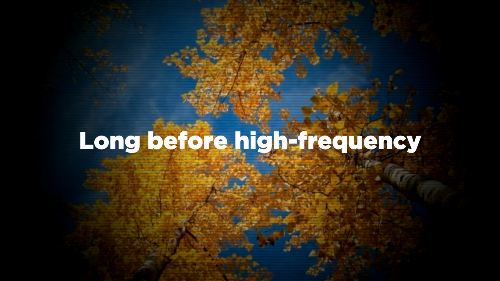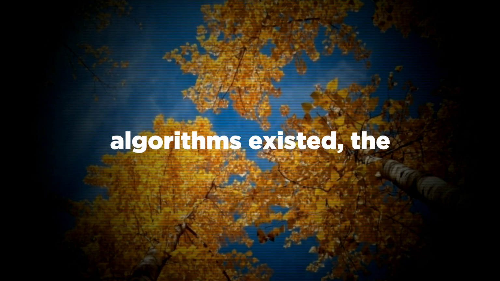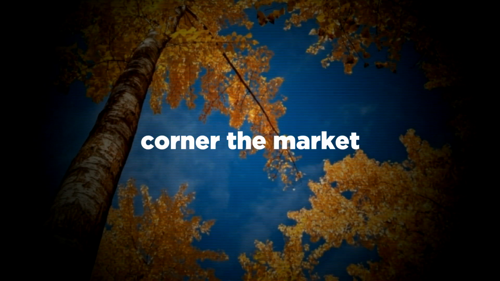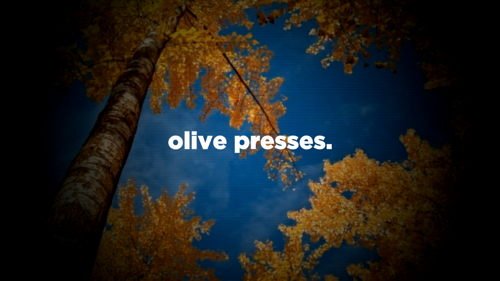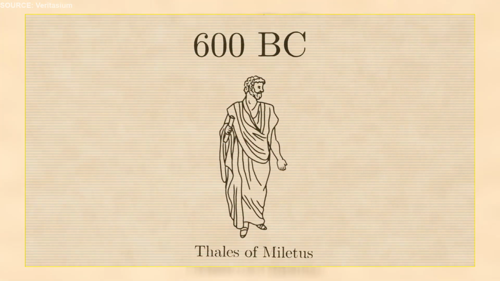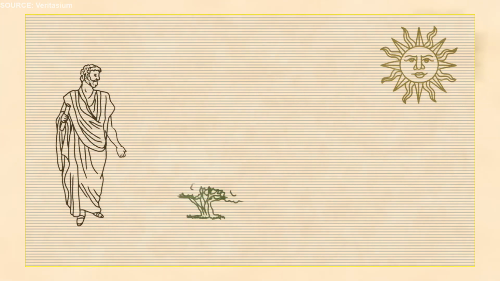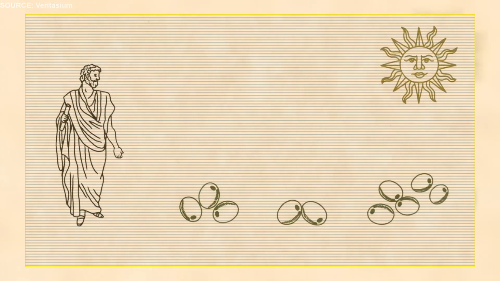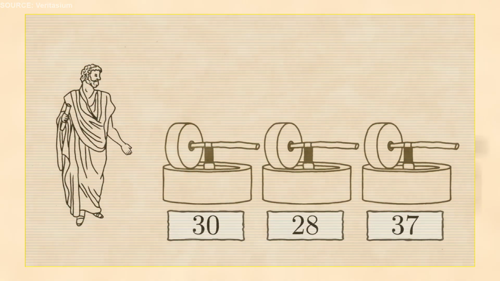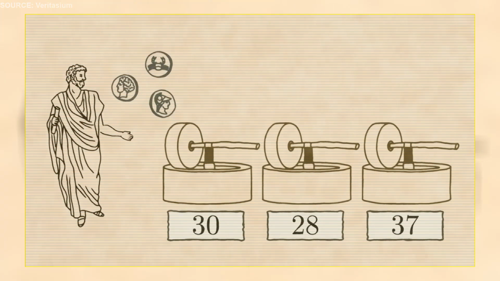before anyone else reacts. Long before high-frequency algorithms existed, the concept of a call option was used strategically to corner the market on ancient Greek olive presses. Options were known to be bought around 600 BC by the Greek philosopher Thales of Miletus. He believed that the coming summer would yield a bumper crop of olives. To make money off this idea, he could have purchased olive presses, which, if he were right, would be in great demand. But he didn't have enough money to buy the machines.